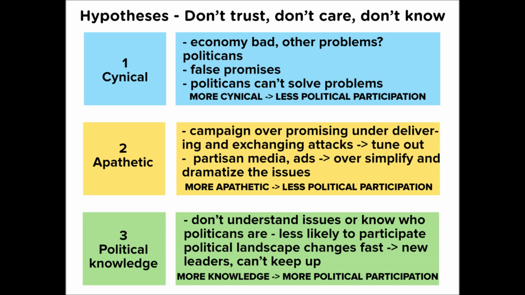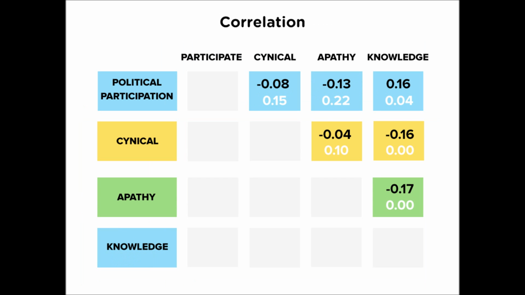Both the independent variables of cynicism and apathy are dummy coded to compare the effects of being cynical and apathetic versus not. In our correlation matrix, we see that the strongest correlation is between political knowledge and political participation. The more you know, the more you participate.